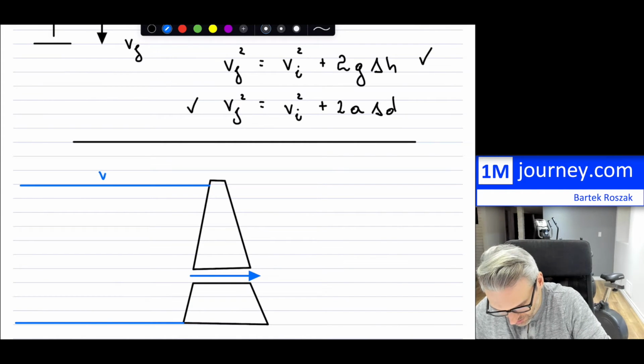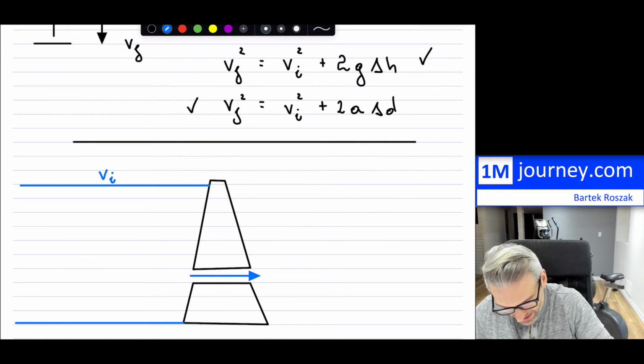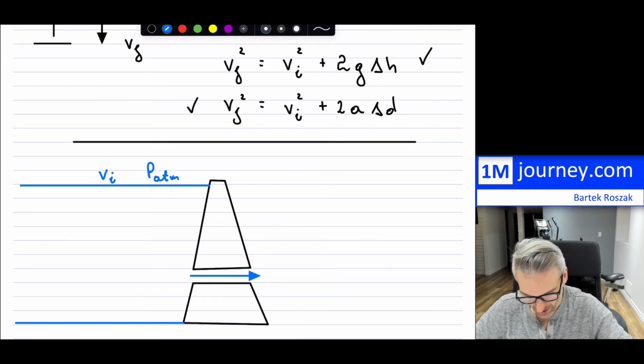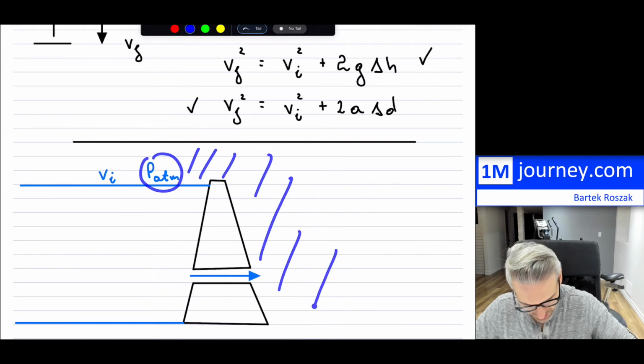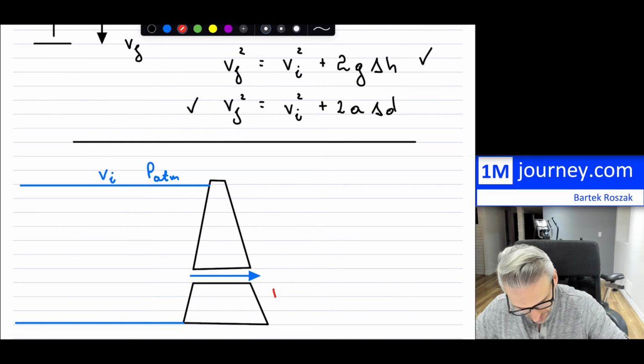So if we have some initial speed that this particular fluid is at, and it is at a certain pressure. Now, for this particular case, the pressure is actually going to be the atmospheric pressure because it's right at the top, right? So we have the atmosphere all the way around. And what that means is that this atmospheric pressure is going to be everywhere over here, which also implies that you have your P atmospheric all the way over there. So this is also at the atmospheric pressure, at the exit point.